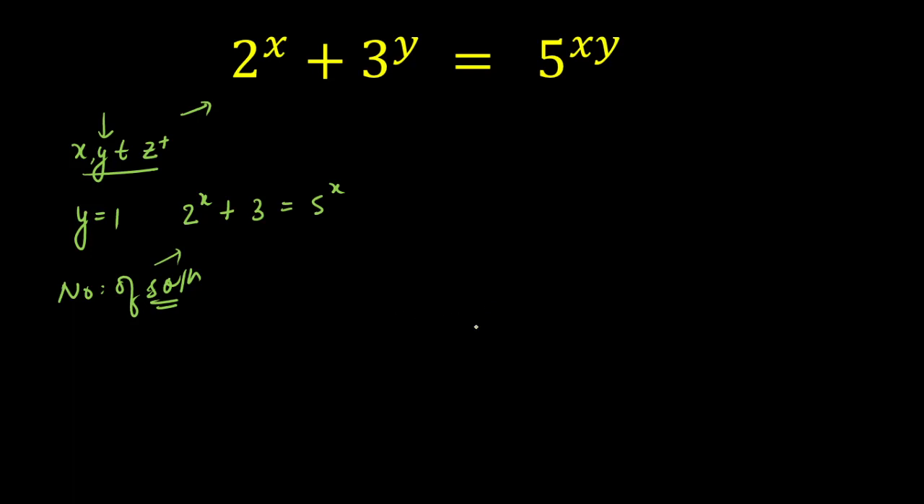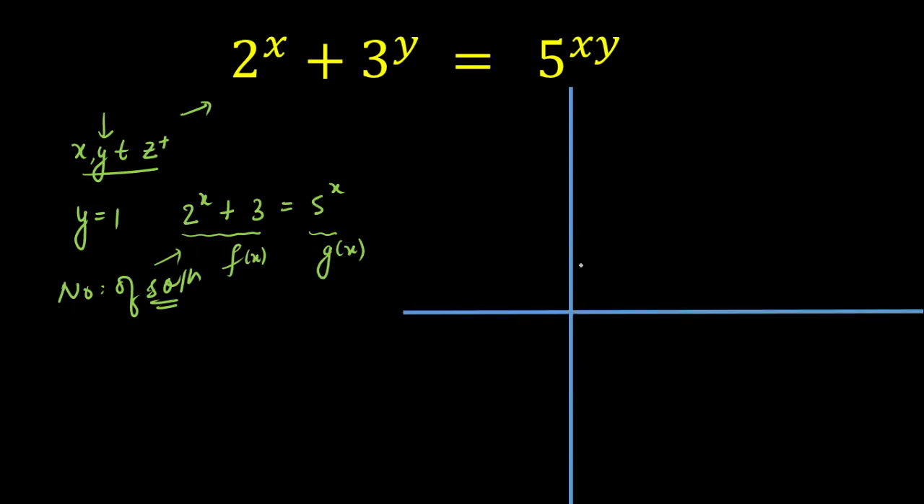So let's start. Let's say this is my first function f of x and this is my second function g of x. If I plot these two functions individually and find the number of points of intersection, then that is my solution, right? So let's start. I'll plot these two on an x-axis and y-axis. So this is my x-axis and y-axis.